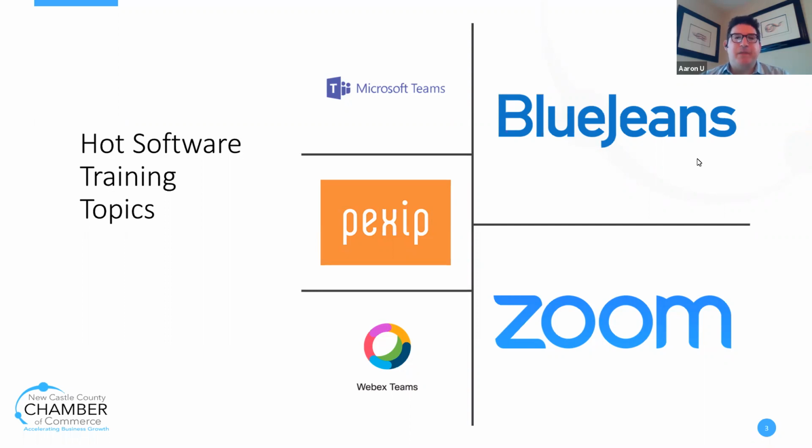Gotcha. Super cool. BlueJeans has a similar service to what Pexip does as well. But all these companies compete with each other. They all have nice platforms.